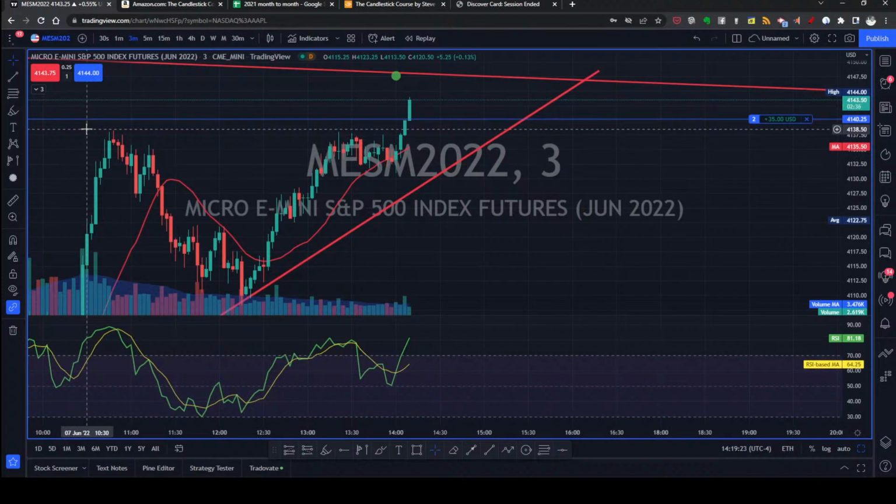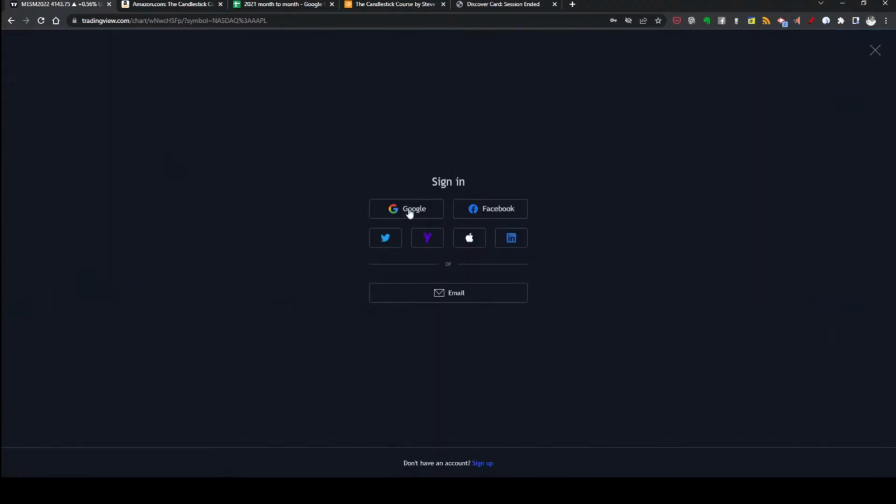There we go. Now we're getting some movement. Okay, I don't know what's going on here. I'm going to have to stop this stream till I find out, though.